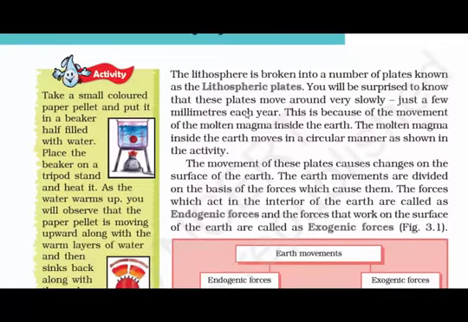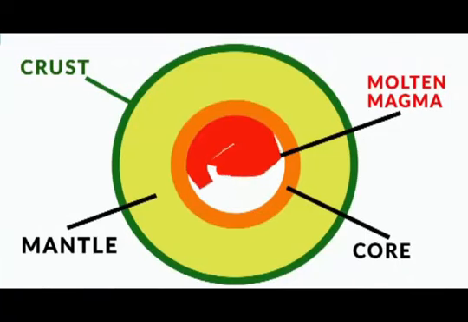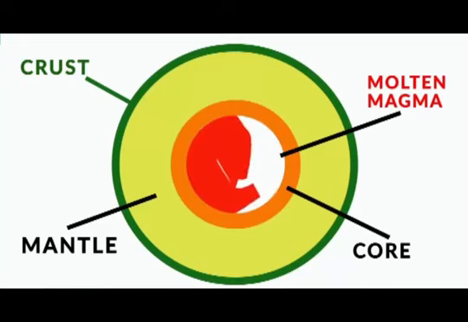These plates move around very slowly, just a few millimeters each year. Now, what makes them move? It is because of the molten magma inside the Earth. The molten magma inside the Earth moves in a circular manner. This causes the movement of the plate, and hence the plates cause the changes on the surface of the Earth.